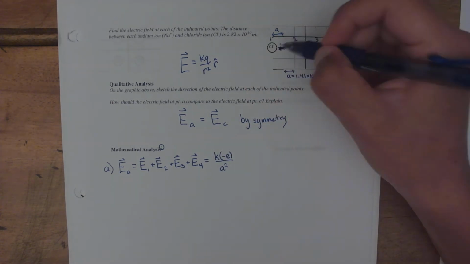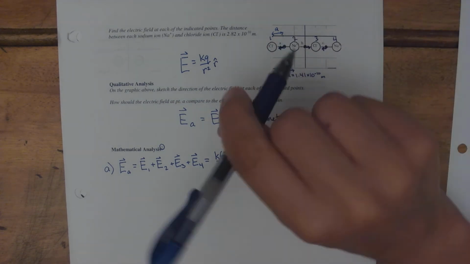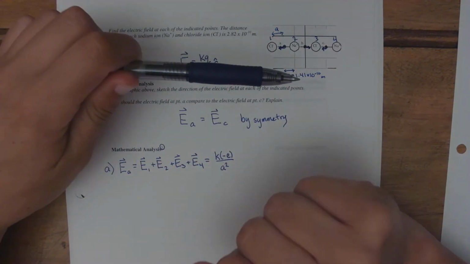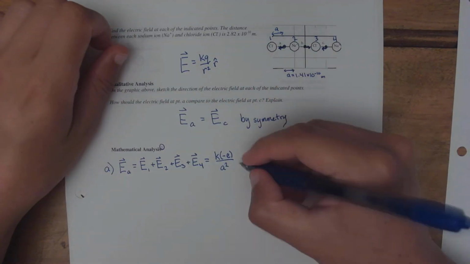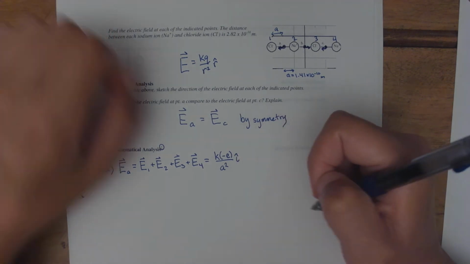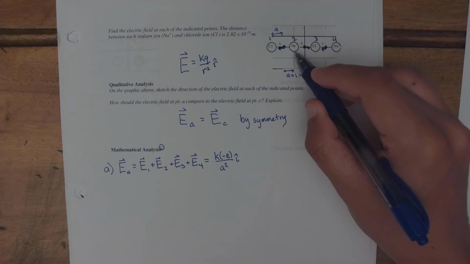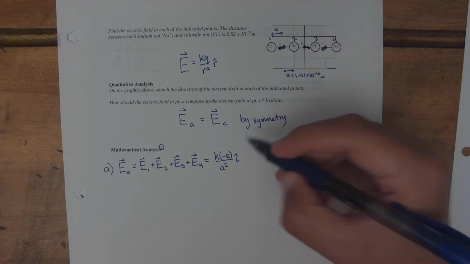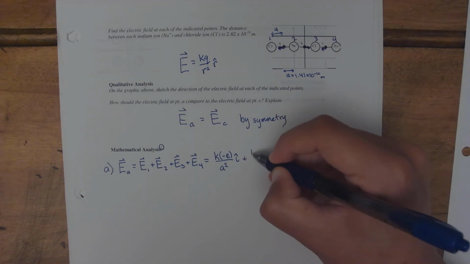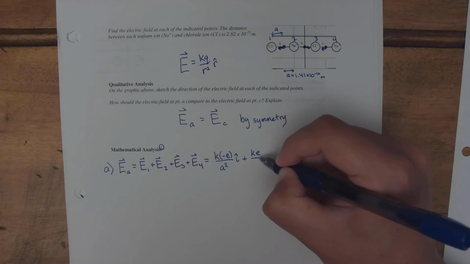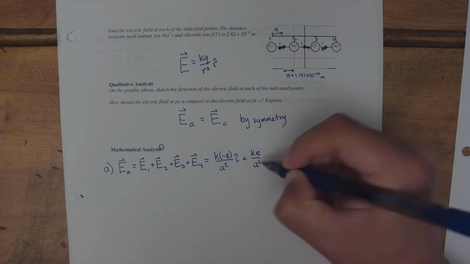And r hat goes from the charge to the point of interest. From the charge to the point of interest is pointing in the positive I hat direction. So that's I hat. So this is electric field 1. Then we move on to charge 2. This charge is E, so that's plus K times E. It's also 1 block away, so that's A squared.